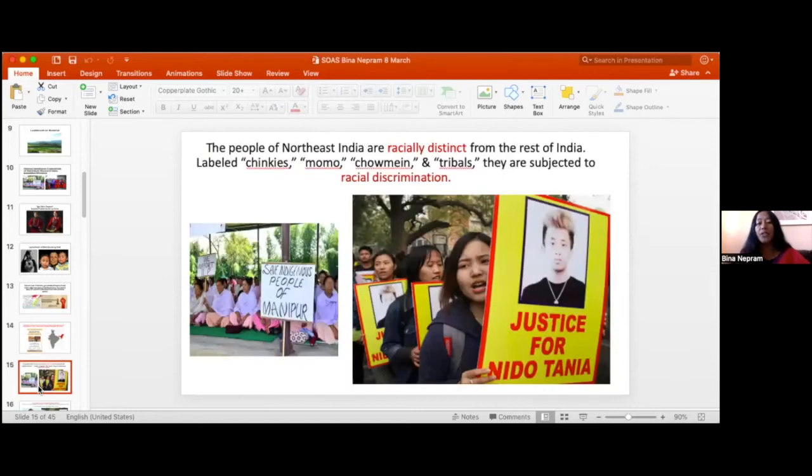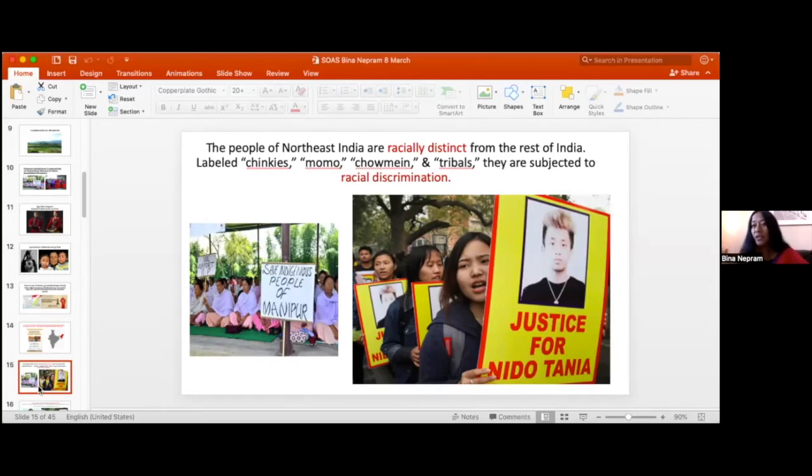I told you, we are racially distinct. We had our George Floyd moment. And I, with many others, led this moment when an 18-year-old boy that you are seeing in the picture, Nido Tania, was racially profiled, attacked and beaten to death in the streets of New Delhi. We had three months of protest to galvanize and get the government of India to recognize it, because just like the government of Bangladesh says there are no indigenous people, the government of India says there is no racism in India.